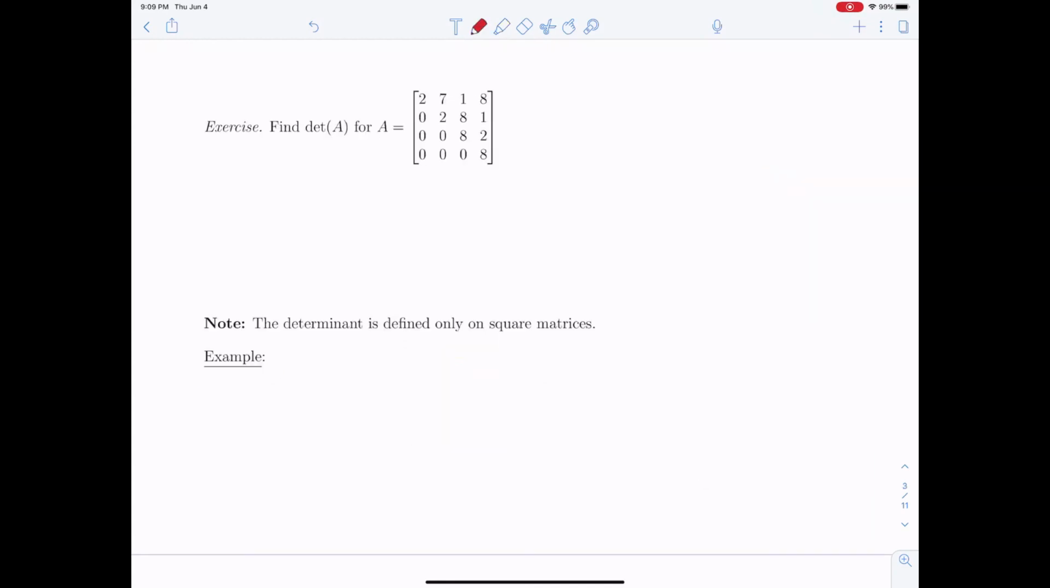Okay, so this matrix is another triangular matrix. How can you calculate the determinant of A? Well, this is certainly the multiplication of diagonal entries, which gives you 2 times 2 times 8 times 8. That equals 2 to the, 1, 2, 3, 4, 5, 6, 7, 8, so 2 to the 8th. And this should equal 256.